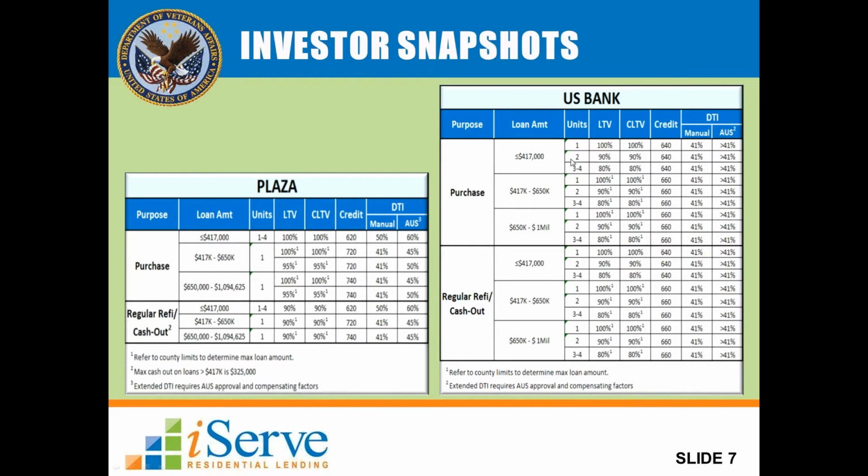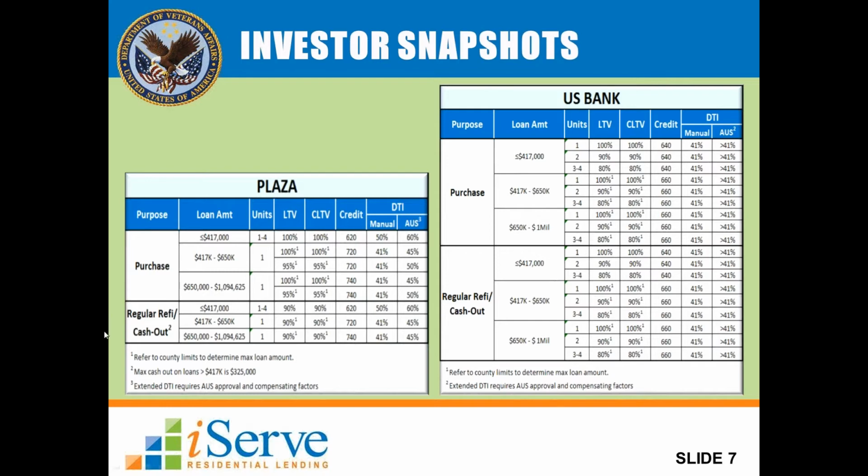You'll also notice that U.S. Bank then shaves your LTV for the number of units. 2 units up to 90, 3 to 4 units up to 80. So just be cognizant of the differences between the investors and know the limitations. You'll also notice that as you go up in loan size, U.S. Bank's credit score requirements all of a sudden become more lenient at 660 than Plaza's at 720 and 740. So just keep all these little moving pieces in mind.